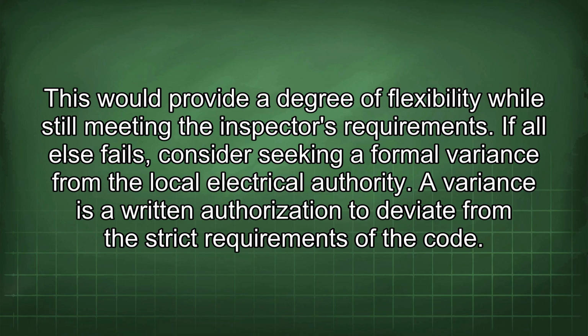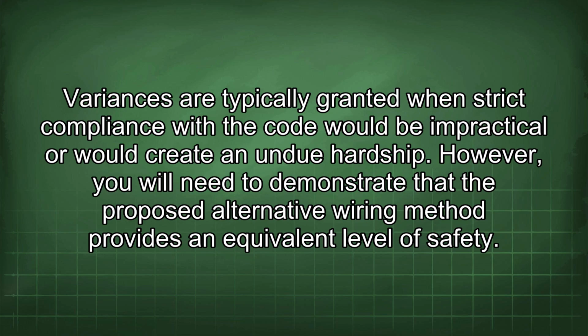If all else fails, consider seeking a formal variance from the local electrical authority. A variance is a written authorization to deviate from the strict requirements of the code. Variances are typically granted when strict compliance with the code would be impractical or would create an undue hardship. However, you will need to demonstrate that the proposed alternative wiring method provides an equivalent level of safety.